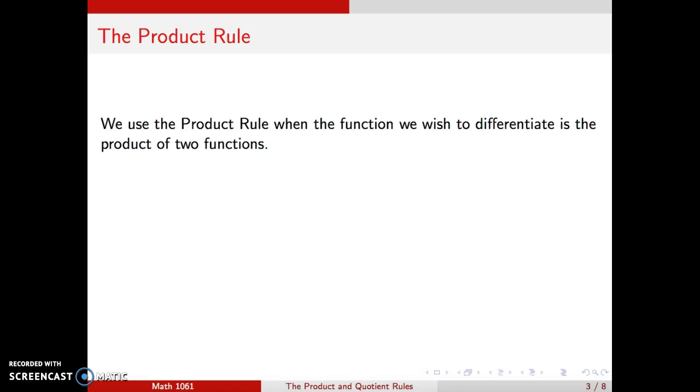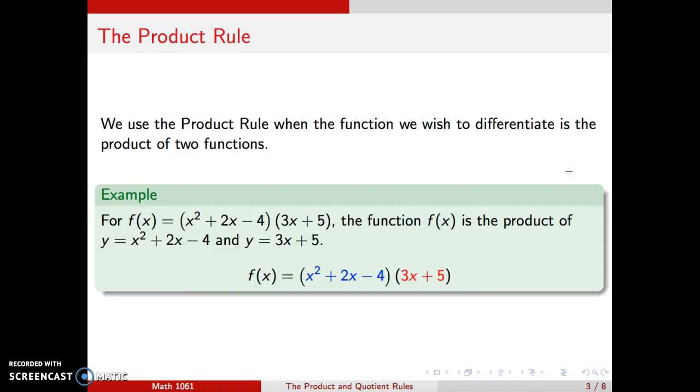So, product rule. Like I said, we're going to use the product rule when the function we want to differentiate is a product of two functions, and not just any two functions, but two functions whose derivatives we know. I'll show you what I mean in just a second. So for example, if you had f of x equals this quadratic times this linear function, you can view f of x as the product of those two smaller, so to speak, functions.